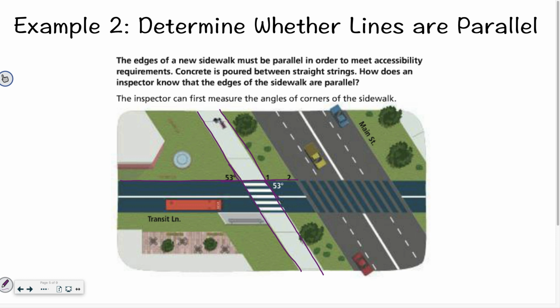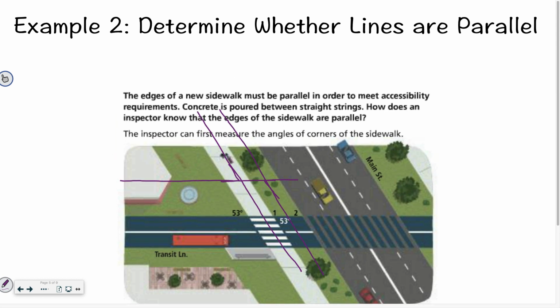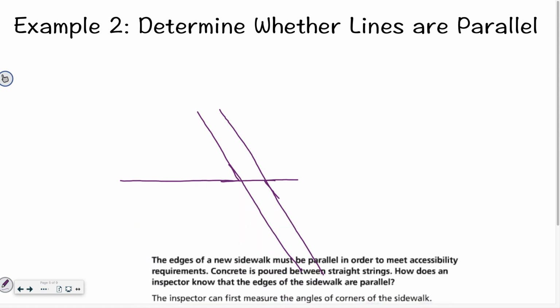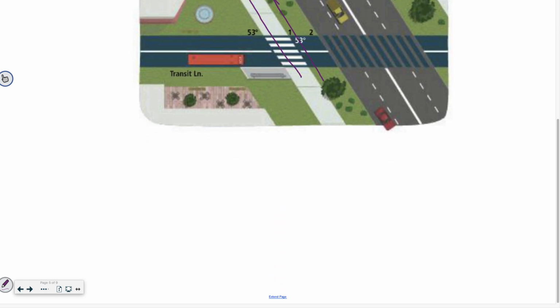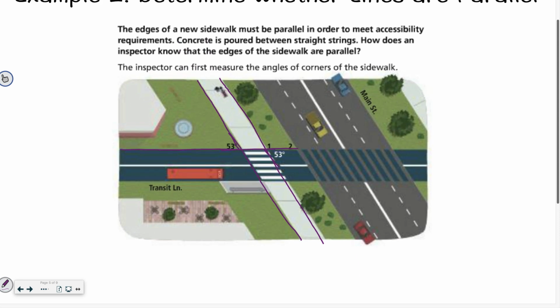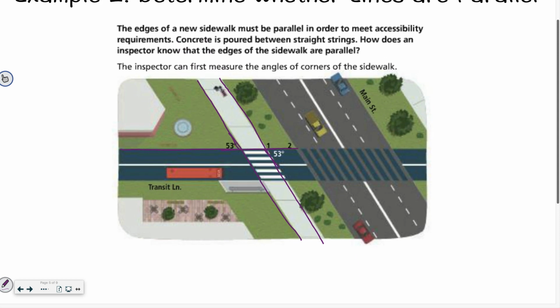So if we kind of outline our picture a little bit, does that look a little familiar, hopefully from yesterday? We have two parallel lines, maybe. We're trying to prove that. And then we also have a transversal. So let's look. I see I have 53 here and 53 here. How are those two angles related? They are alternate exterior because they're on the outside of the parallel lines and they're on opposite sides of the transversal. And they're both 53, so that means that they're congruent.